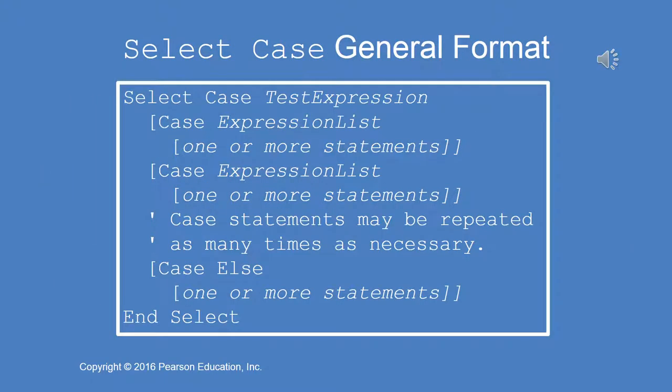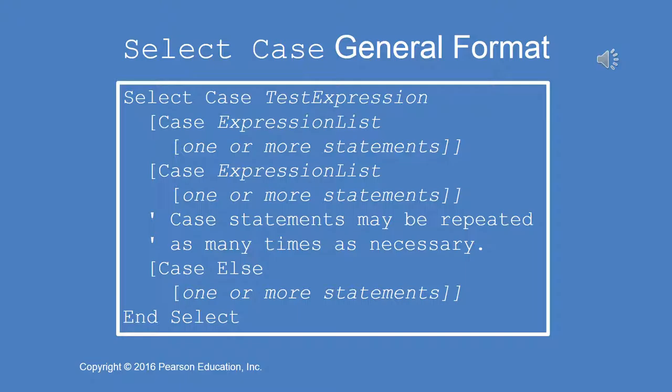So here's the general syntax of the select case statement. It starts off with the keyword select case, and then a test expression, and then a series of case statements with an expression list, which is one or more expressions that can be the value of the initial test expression. And these case statements may be repeated as many times as necessary. And then the code that would be executed for a specific case expression or expression list, if it meets the criteria. And then last is the case else statement.